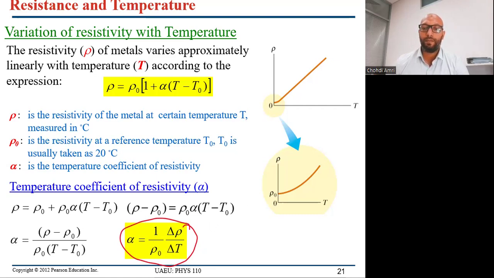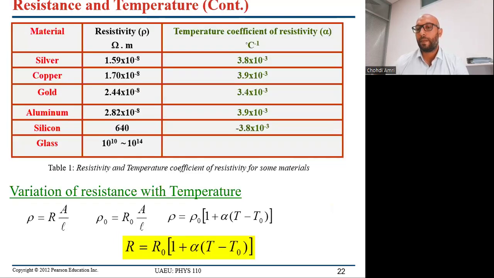Based on the variation of resistance with the temperature. Since we know that the resistance is rho L over A, it depends on rho. Rho depends on the temperature, so that means R also depends on the temperature according to this equation: R equals R naught, times the factor 1 plus alpha, T minus T naught.